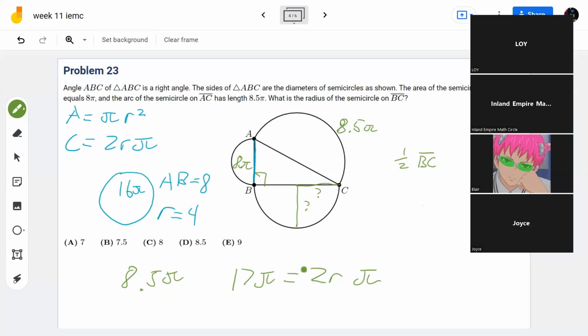But yeah, so just like earlier, remember both sides are being multiplied by pi. 17 is being multiplied by pi, and 2 times the radius is being multiplied by pi. So we just divide that to get rid of it. So now we get 17 is equal to 2r. So we get r is equal to.